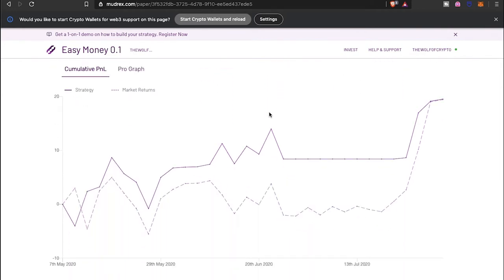So you can obviously see strategy and market returns, and my strategy has been, as you see, stale right here. But even the market was negative. It's like, whoa.